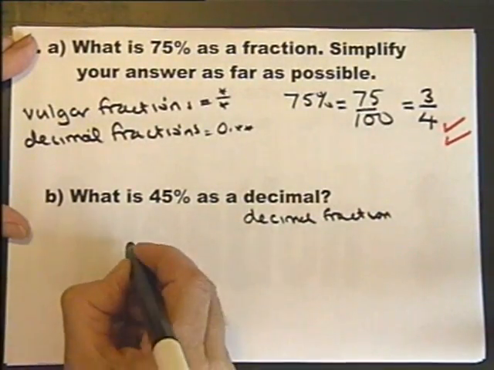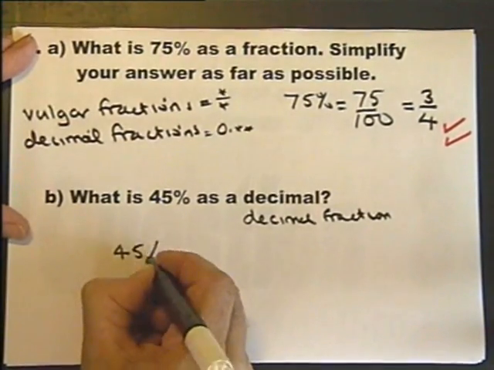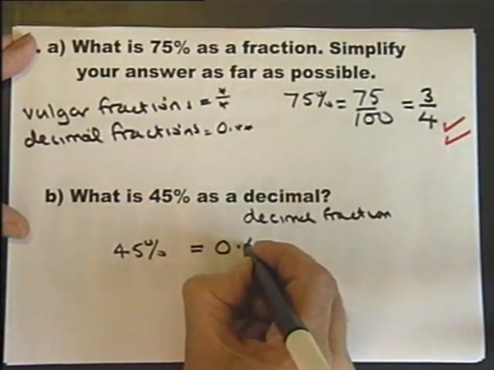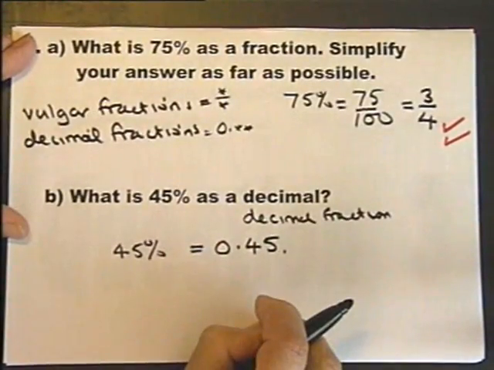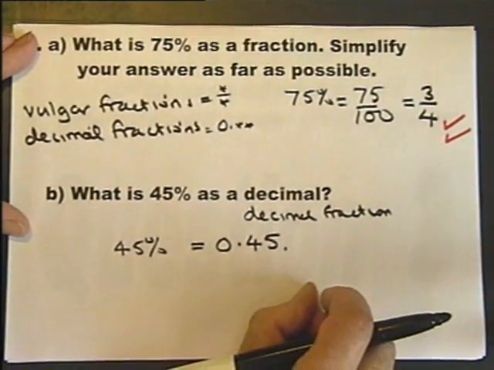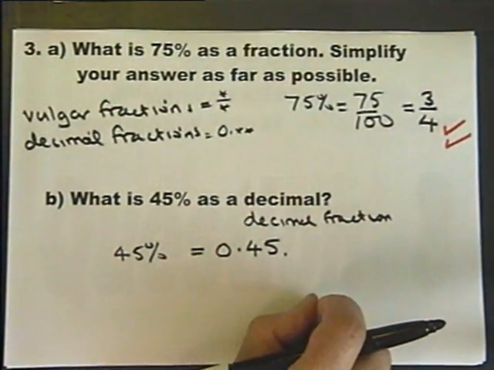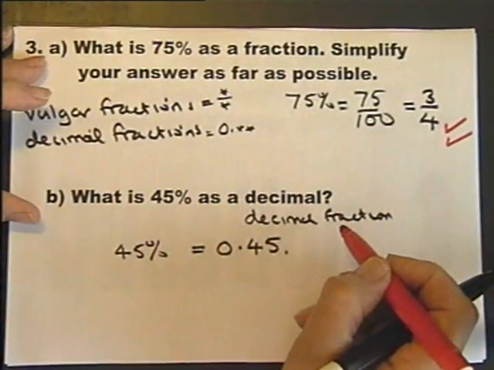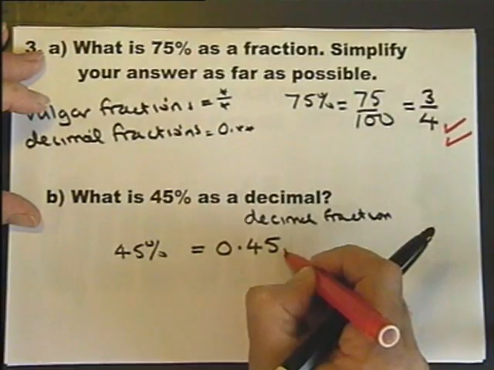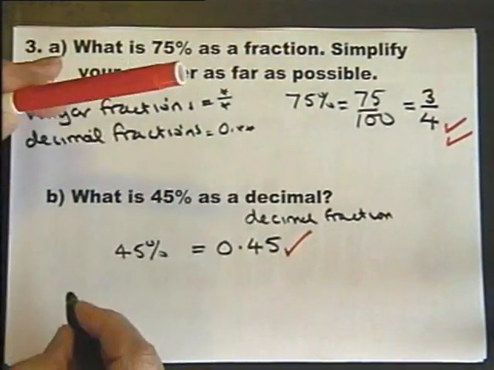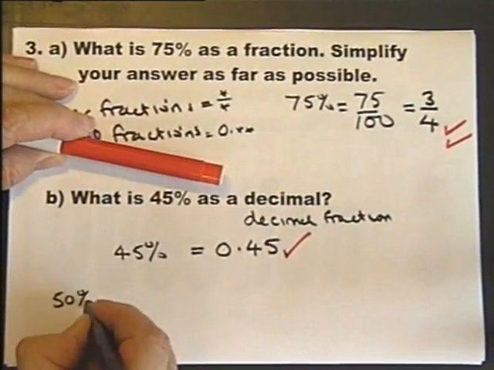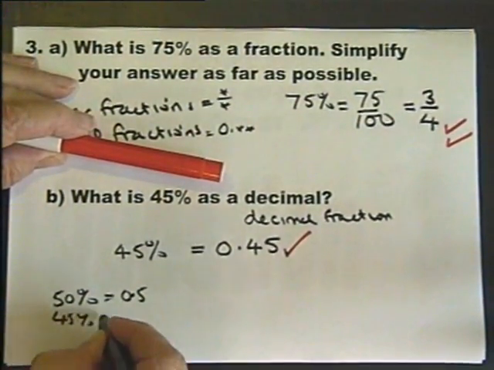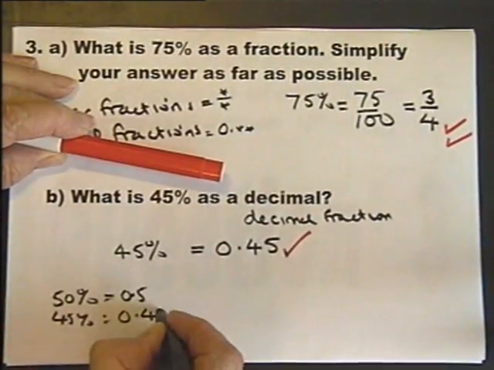decimal fraction. So you're meant to know that 45% can be written as 0.45. If you know that, it's a lovely simple question, isn't it? If you don't know that, it's not difficult. It's just impossible, I suppose. But 45% can be written as 0.45. Just a little thought, you should know 50% is 0.5. So 45% you can see is 0.45. Just a little thought.